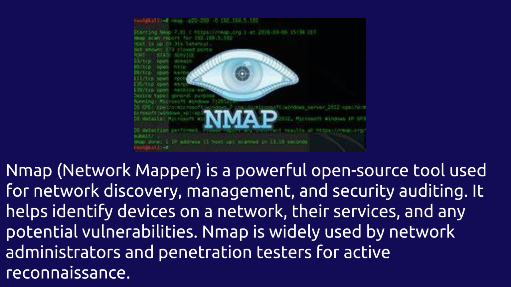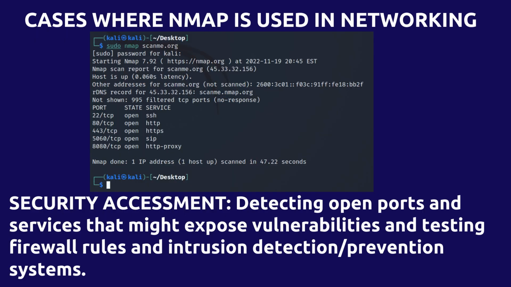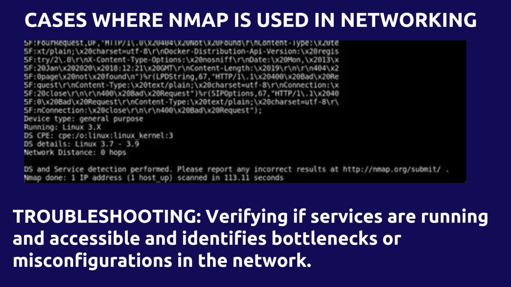We have the use cases where Nmap is used in networking. Firstly, we have the network inventory, which is identifying devices with their configuration on a network, and it's useful for network management and documentation. Number 2, we have the security assessment, which is used to detect open ports and services that might expose vulnerabilities and to test firewall rules and intrusion prevention systems. Number 3, troubleshooting. It verifies if services are running and accessible and identifies bottlenecks or misconfigurations in the network.